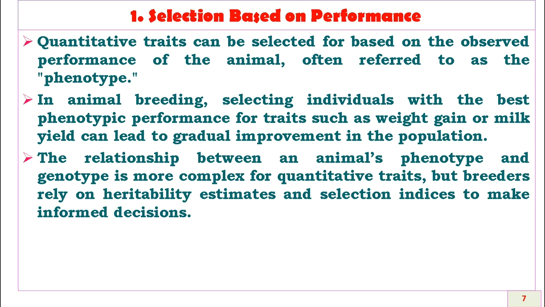So in animal breeding, selecting individuals with the best phenotypic performance for traits such as weight gain or milk yield can lead to gradual improvement in the population. And the relationship between the animal's phenotype and genotype is more complex for quantitative traits, but breeders rely on heritability estimates and selection of the individuals to make informed decisions, because the breeders always require profit in terms of any production values.